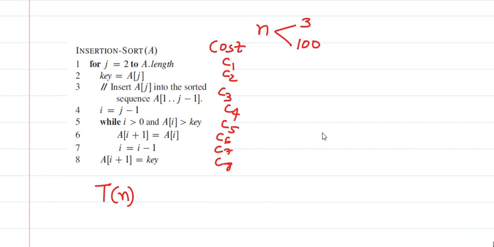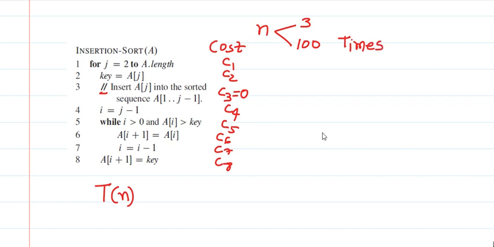As you can see here, we are doing a comparison operation. We are comparing A of i with key, and we are checking whether i is greater than 0 or not, and at line number 2 we are doing an assignment operation. So we need to take different constants. And as you can see, line number 3 is just a comment, so we can ignore its cost. We can say that the value of c3 must be 0. Now this is about cost.